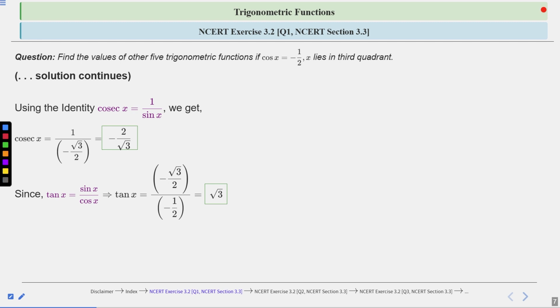Since we know that tan x equal to sin x upon cos x, tan x will be equal to minus root 3 by 2 upon minus 1 by 2, which is equal to root 3. Hence we can say that tan x equal to root 3.